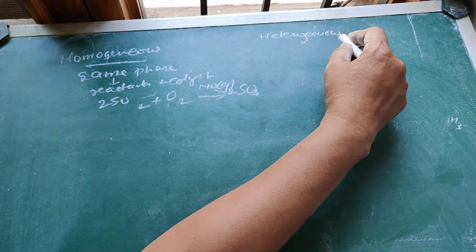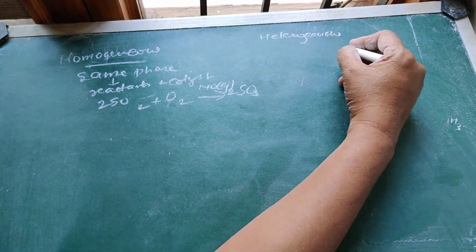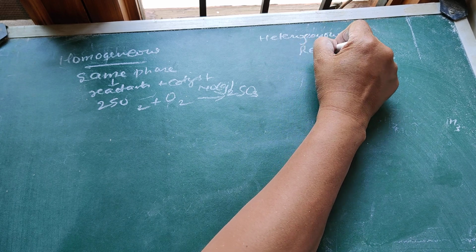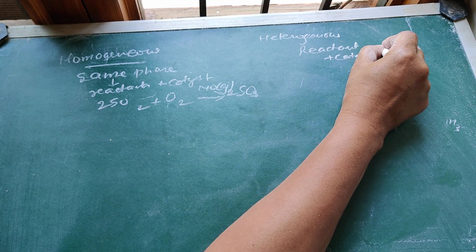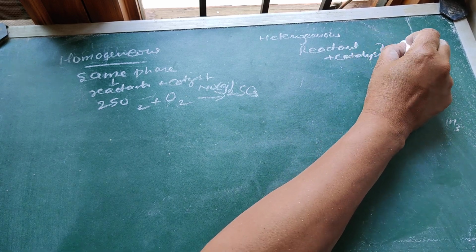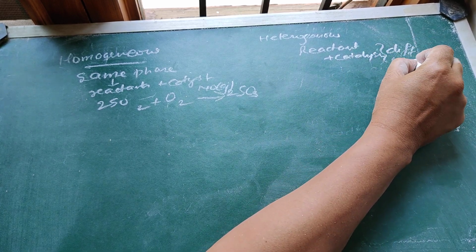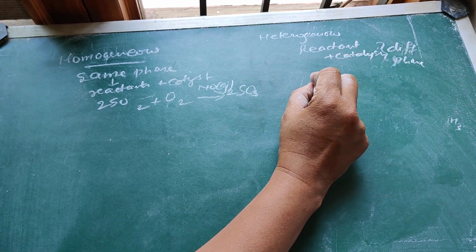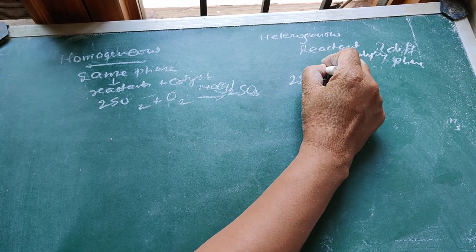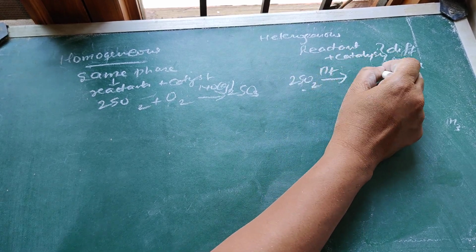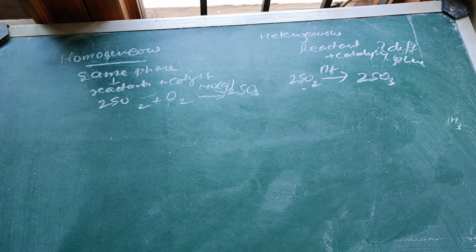Then the one in which reactants as well as catalysts are in different phases, we will call it a heterogeneous catalyst. For example, 2SO2 in presence of platinum, it is solid, this is gas. So we will say this is heterogeneous. Okay.